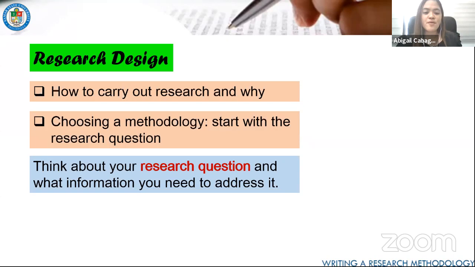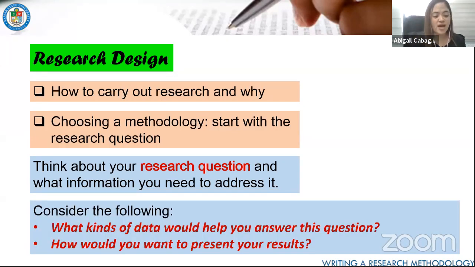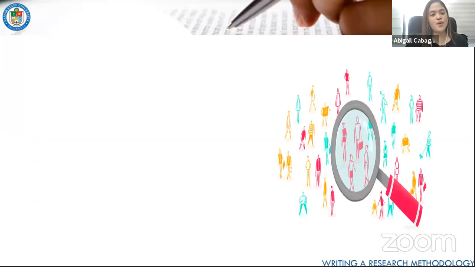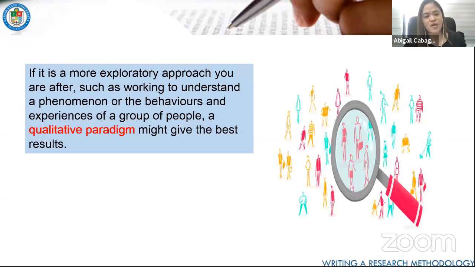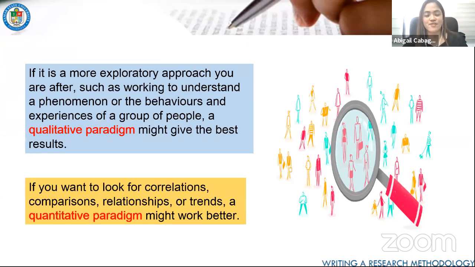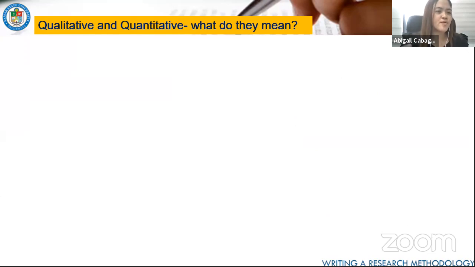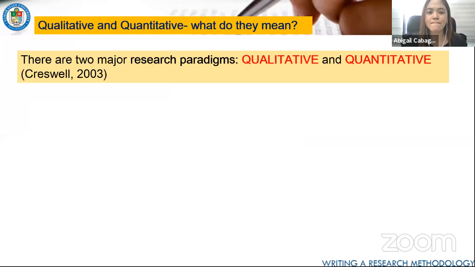Okay. So now ask yourself, what kind of data would help you answer this question? How would you want to present your result? If you want to understand a phenomenon or the behaviors and experiences of a group of people, then you are using more of an exploratory approach in which a qualitative paradigm might give you the best result. On the other hand, if you want to look for correlations, comparisons, relationships, or trends, then a quantitative paradigm might work better. So the nature of the study will indicate the research design that you should use. Okay? So I'll give you a brief discussion on qualitative and quantitative, and the designs later on.